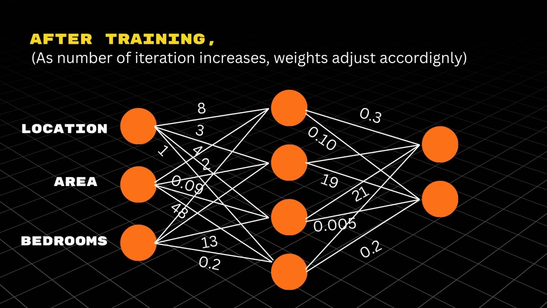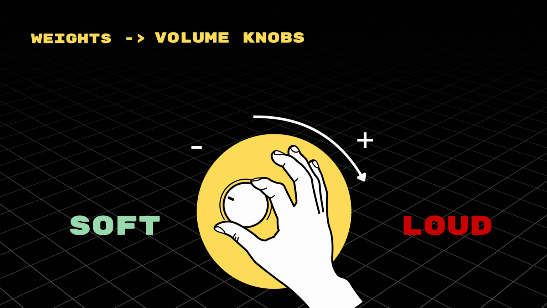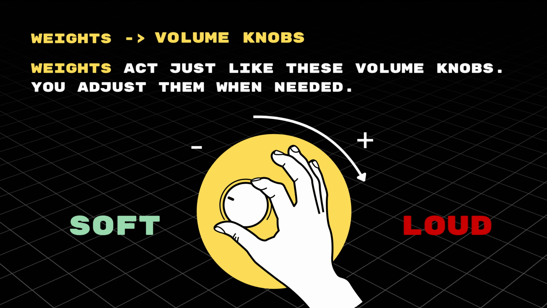Think of weights like the volume knobs on a music system. Each knob controls how loud or soft a feature is. As you play the music, you hear and adjust it accordingly.